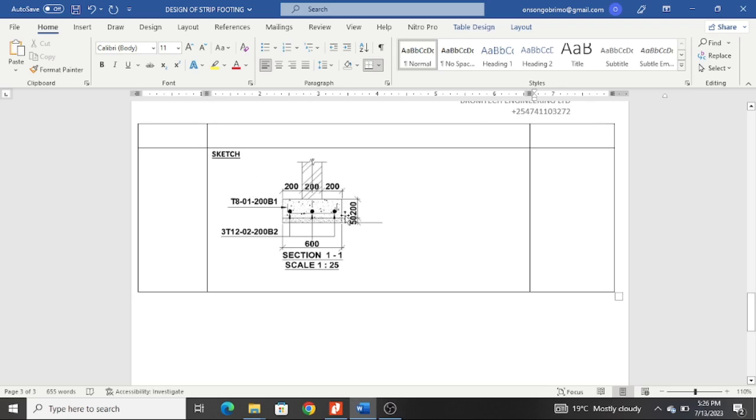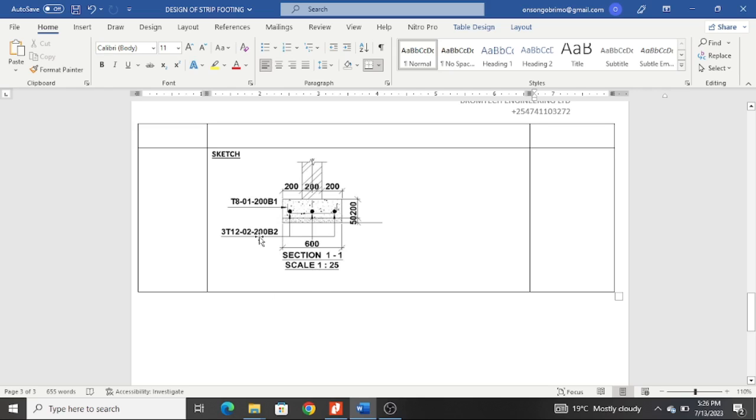This is a 50 millimeter blinding. Blinding, we normally use concrete so that you have a clean platform to work from. From this is when you achieve again 50 millimeter cover, and then now you have your reinforcement. And you see we have T8. These are the bar 01 spaced at 200, and they are the bottom 1 bars, the ones running like that.